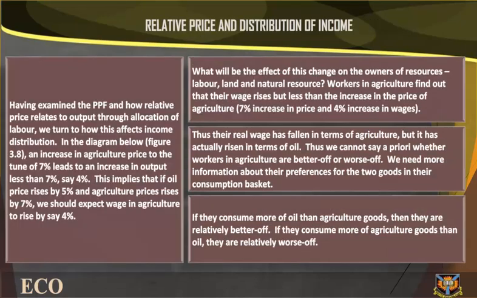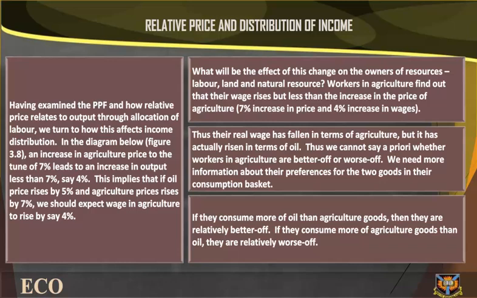Why? Relative price and distribution of income. Having examined the PPF and how relative price relates to output through allocation of labor, we turn to how this affects income distribution. In the diagram below, figure 3.8, an increase in agriculture price to the tune of 7% leads to an increase in output less than 7%.